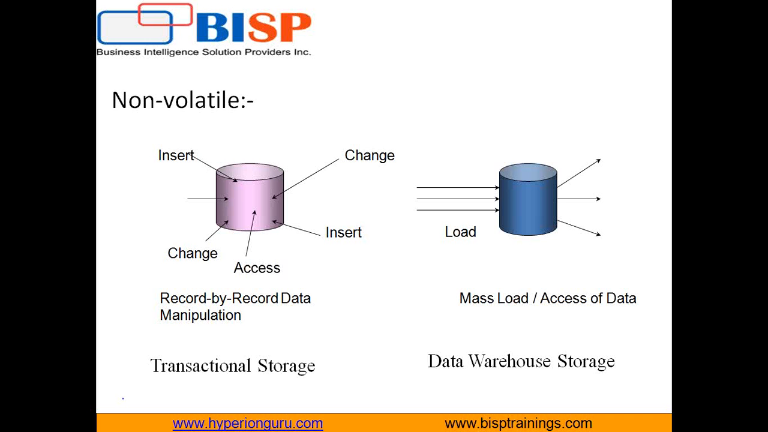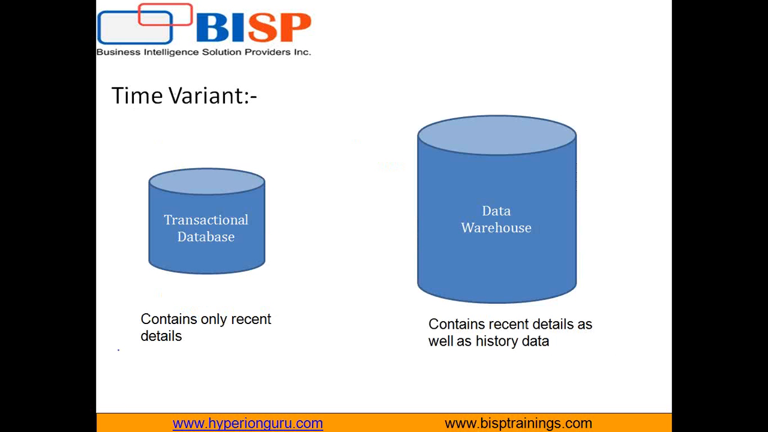Next, what is time variant? As we have discussed, a data warehouse stores a huge amount of data. In a transactional database, you may have a smaller amount or only the most recent data. But when you go into the data warehouse, you will see all the information, all the history of a particular record. Why is it called time variant? Because it not only stores the recent data, but also the previous versions of the record, along with the history of the data.